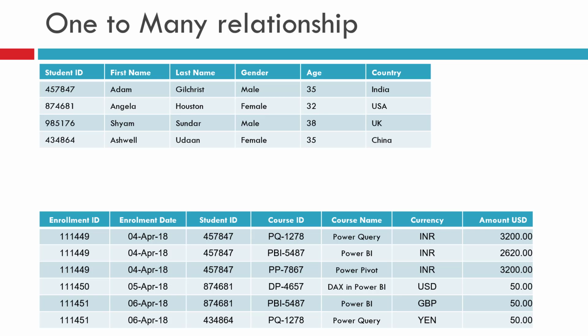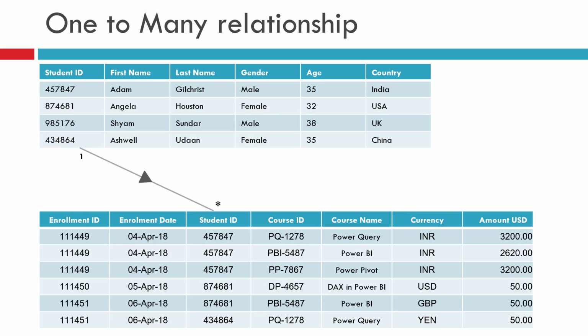Now, to create relationships, we would need to identify a common field between both the tables. We can see that in both the tables, we have a common field named student ID. So now using this field, we will be creating a relationship which will be called a one-to-many relationship between the students table on one side and the sales table on the many side.